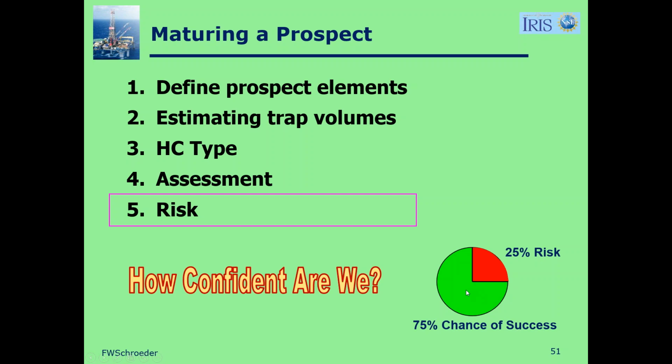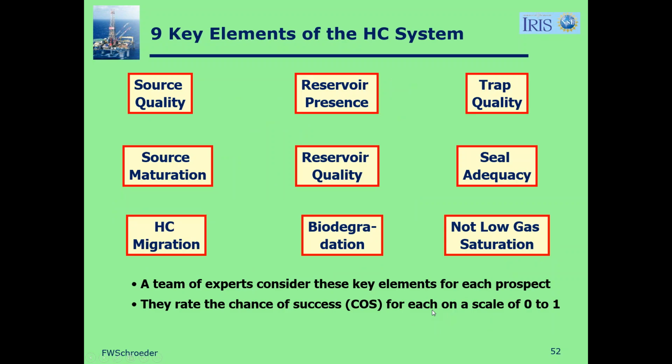Another way to think about this is if I had 4 very similar prospects and they all risked about the same, 1 out of 4 would fail, and that would be the risk. 3 out of 4 would succeed, and that's the chance of success. So you have to figure out what type of number your management normally deals with. Is it risk, and you want the risk to be low, or is it chance of success, and you want the chance of success number to be high?